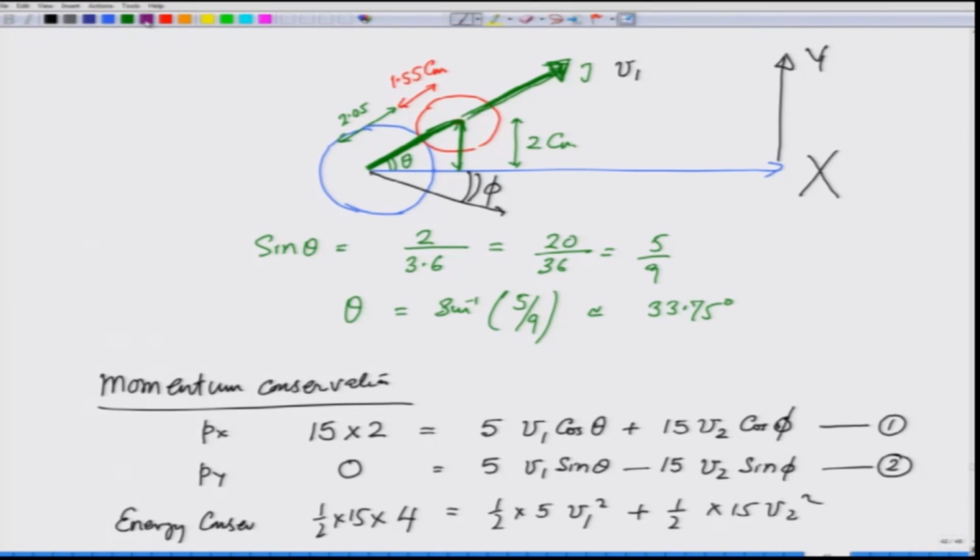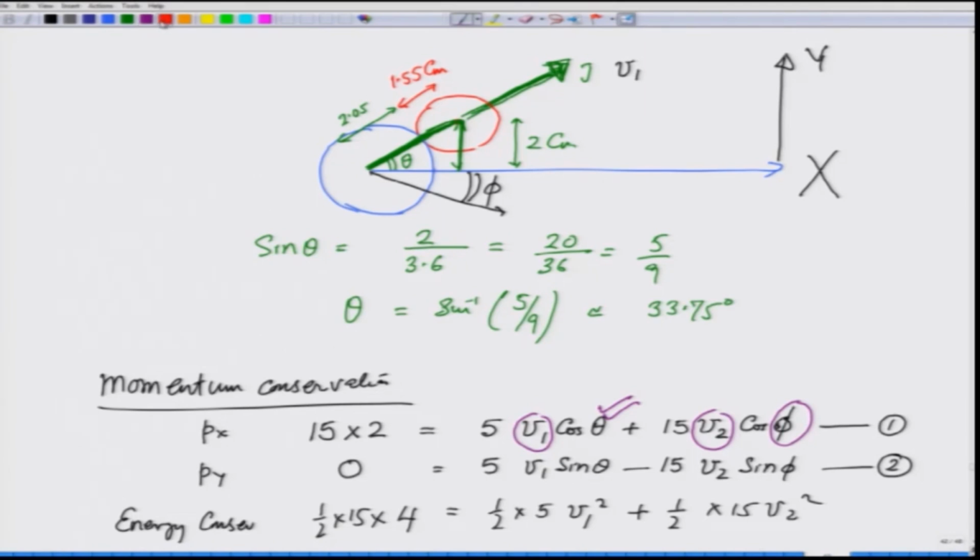How many unknowns do we have? I already know theta, so I do not know phi, I do not know v2, and I do not know v1. 3 unknowns and 3 equations. Because we already have information about theta, using conservation principles I can get these 3 unknowns. And now what remains is just solving this equation.